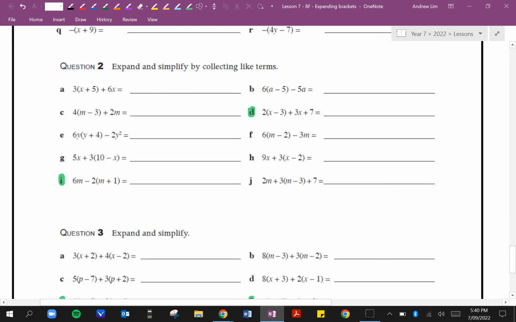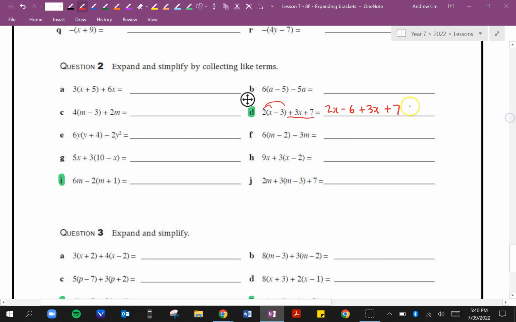So question 2D, expand and simplify by collecting like terms. So for question D, we can see here we've got 2 bracket x minus 3 plus 3x plus 7. So let's expand this. This is going to equal 2x minus 6. Okay, positive times negative is negative. But you still have to write all this down. Plus 3x plus 7.